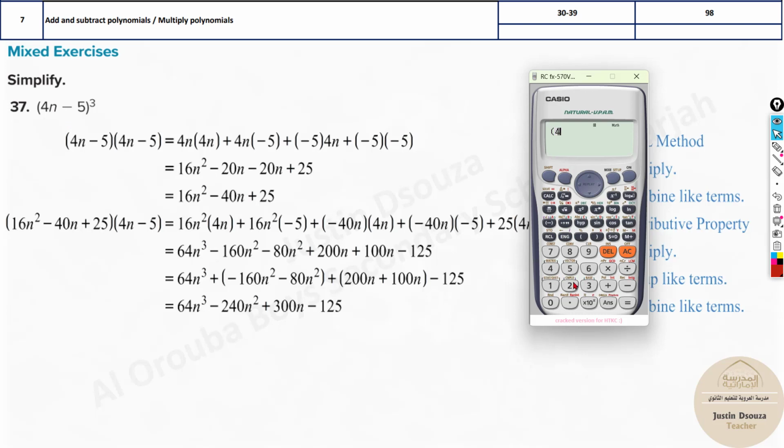Let's assume n to be 2. So, write in bracket 4 into 2 minus 5 the whole cube. What is the answer? 27. This also must be 27 if you substitute n as 2. Let's try. 64 times 2 cube, 2 to the power 3, minus 240 times 2 square plus 300 times 2 minus 125. What's the answer? It's 27. That's it. Only one option will give you the same answer, all the others won't.